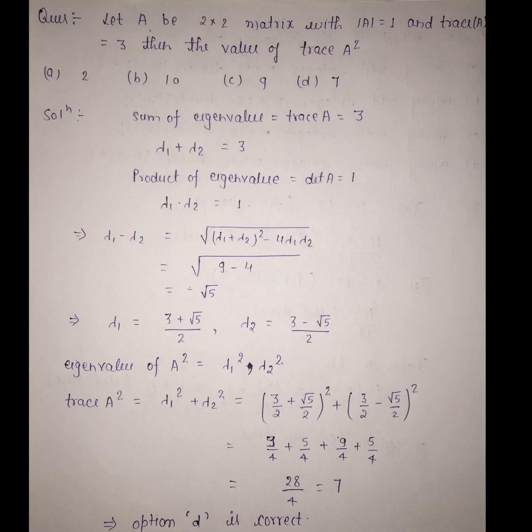Now lambda 1 plus lambda 2 is equal to 3 and lambda 1 minus lambda 2 is equal to root 5. So we will get lambda 1 is equal to (3 plus root 5) upon 2 and lambda 2 is equal to (3 minus root 5) upon 2. We know if lambda is the eigenvalue of A, then lambda square is the eigenvalue of A square. So eigenvalues of A square are lambda 1 square, lambda 2 square, and trace of A square is equal to lambda 1 square plus lambda 2 square, which is equal to sum of the eigenvalues. After solving this we will get 7 as our answer. So option D is correct.